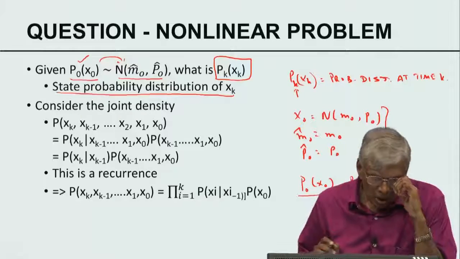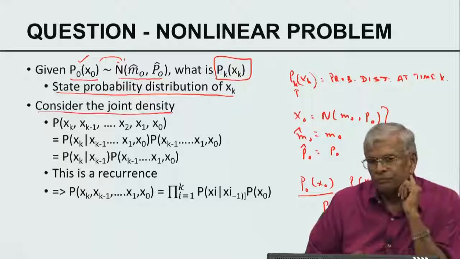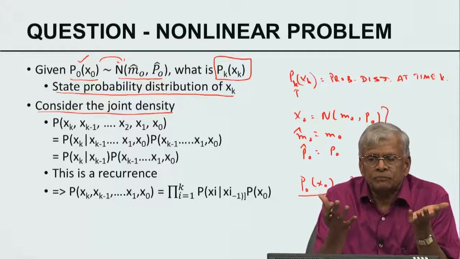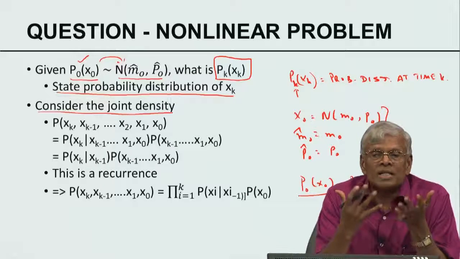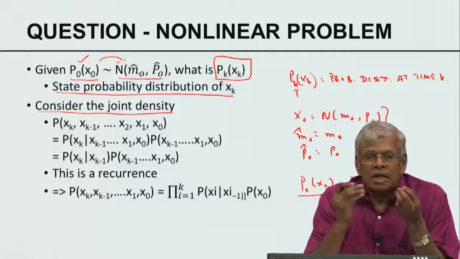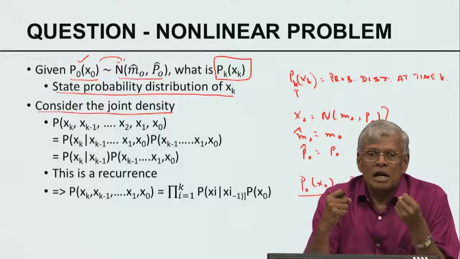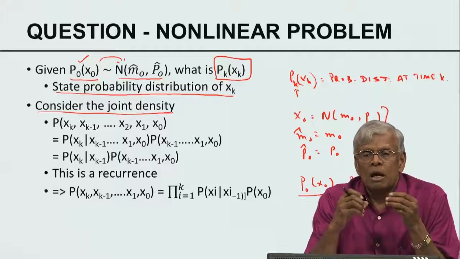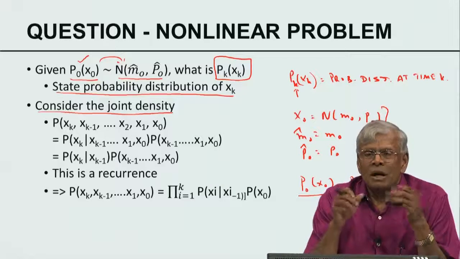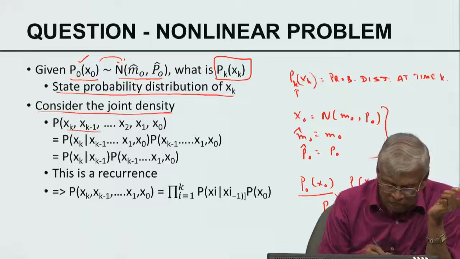Given this, I would like to start from what's called the joint density. If I have two random variables, there always exists, in an appropriately chosen probability space, a joint density. Then I can consider the marginal densities. I am assuming that we are all familiar with the notion of marginal densities, conditional densities, joint densities, all basic fundamental concepts. So consider a joint density of the states from x naught to xk.